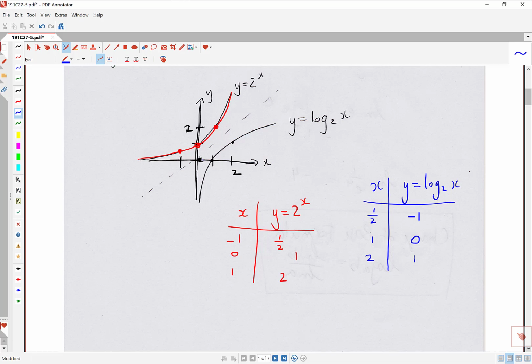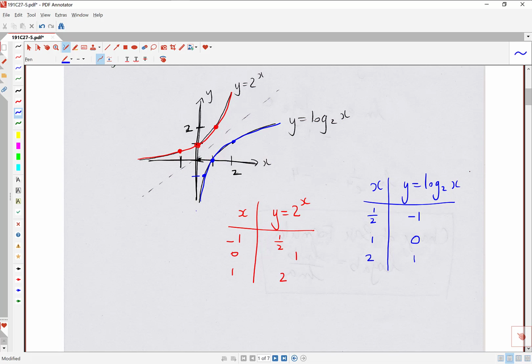First point is x equal 1/2, y equal -1. So I'm just going to highlight where y equal -1 would be on our graph. And so this point that we're talking about would be right about there. Next point, 1, 0, and then next point, 2, 1. So our logarithmic function actually looks like this. So it never crosses the y-axis.